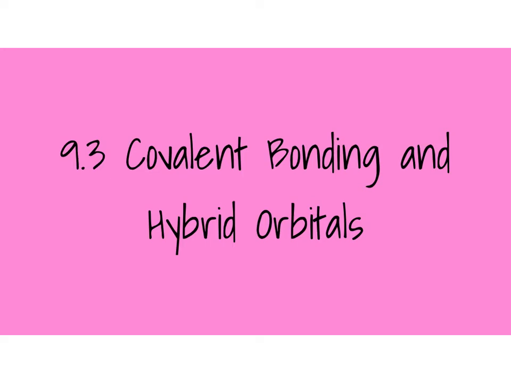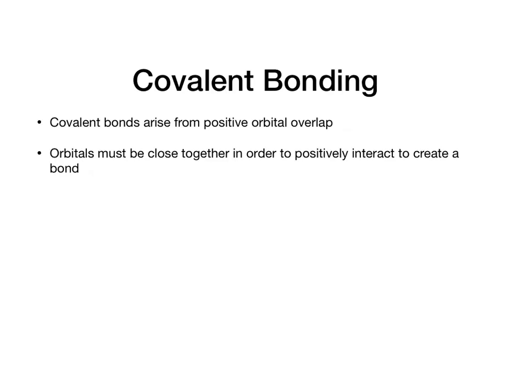In Chapter 9, Part 3, Covalent Bonding and Hybrid Orbitals, we're going to continue to think about how molecules form. So we know that two elements come together, they have orbital overlap, but what does that actually mean in a covalent bond? Covalent bonds arise from positive orbital overlap. When we think about this, we can have ionic bonds where the electrons are not shared, and in a covalent bond, the electrons are shared. So we have shared electrons.